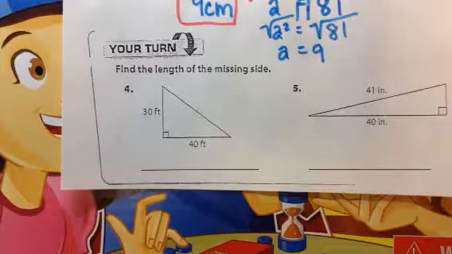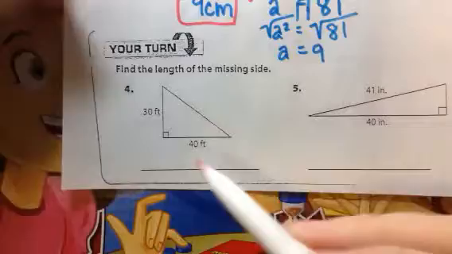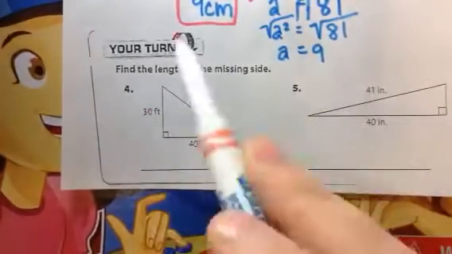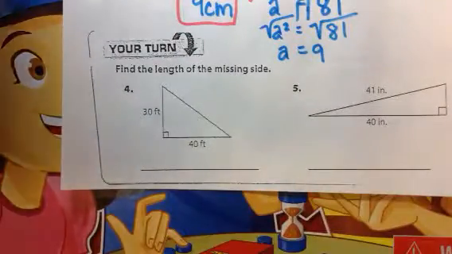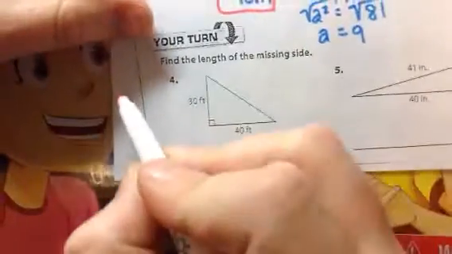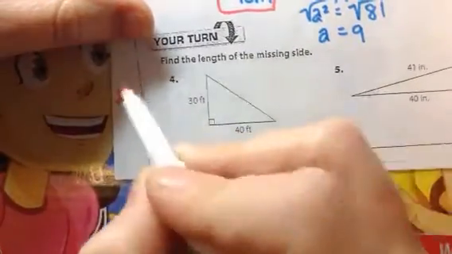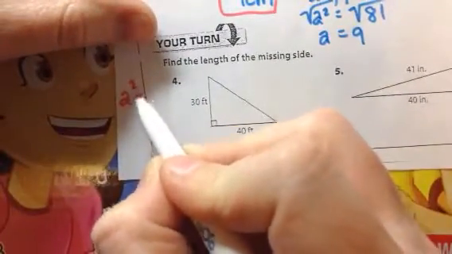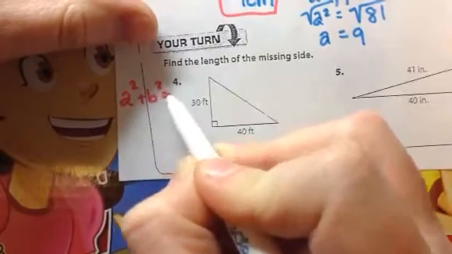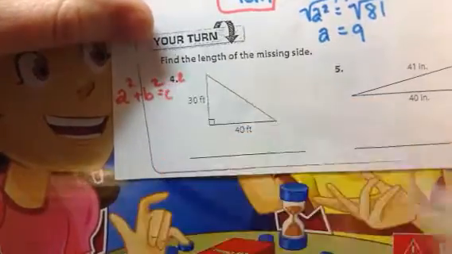Number 4 says find the length of the missing side. So since I see a right triangle and I have two sides, I can use the Pythagorean Theorem. So I'll write it down. It's on your formula chart. A squared plus b squared equals c squared.